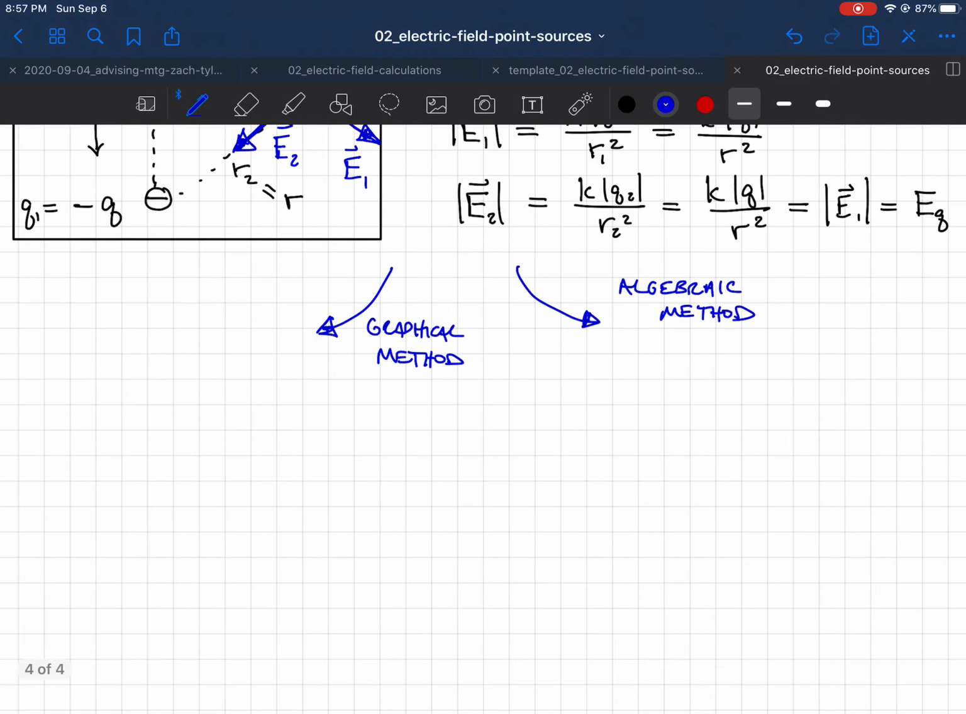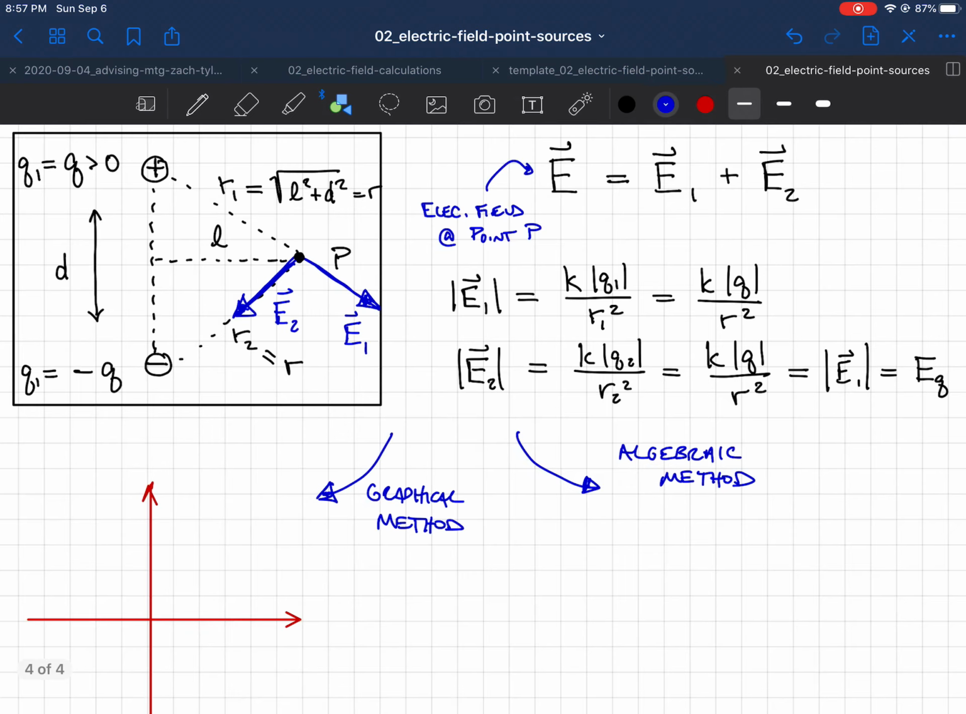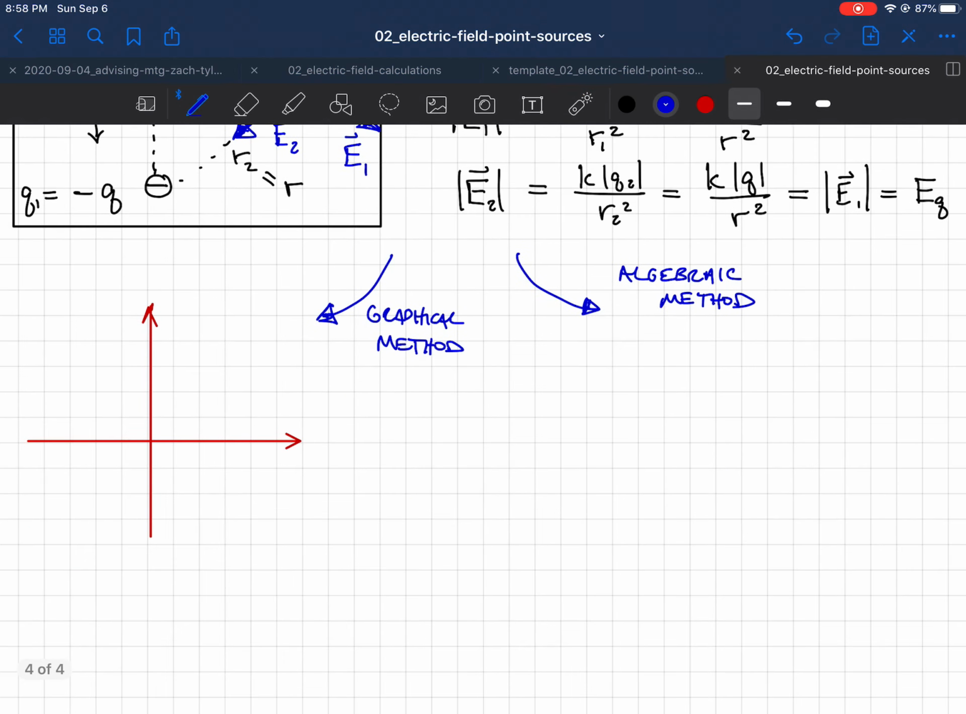So the graphical method, what I mean is, you could just add up these vectors. We know how to add up vectors. I usually do it on a coordinate system. So let's take a coordinate system here, and I'm just going to take each of these vectors, each one in turn, and drag it over to my coordinate system. So it looks sort of like I have this vector here.